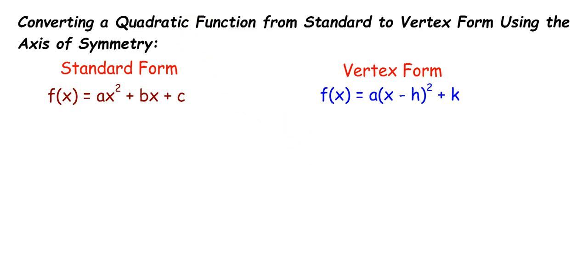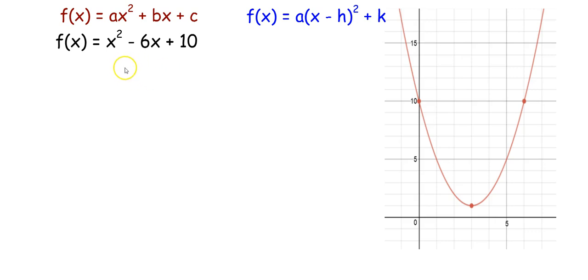So whenever a function is given to us in this standard form, we can convert it into vertex form by making use of this axis of symmetry. Now let us consider a function f of x is equal to x square minus 6x plus 10. It is given to us in standard form like ax square plus bx plus c. Alright, from this standard form we are trying to go to this vertex form.